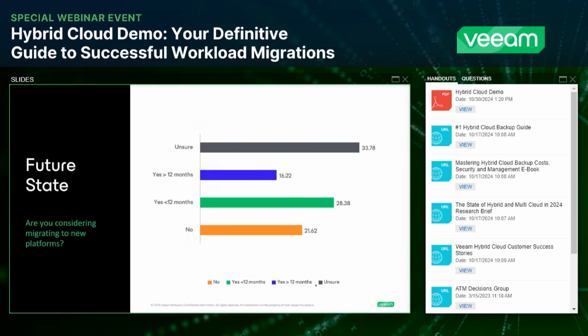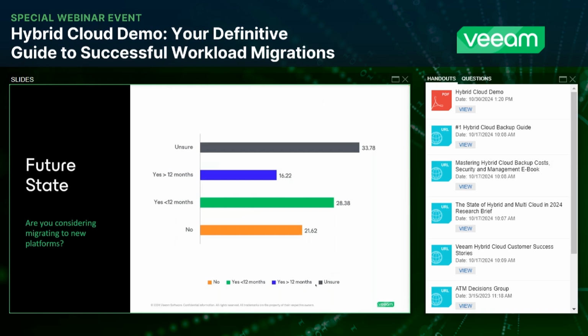Then we asked you guys the question, are you considering migrating to new platforms? And this was really eye-opening as well. There's still a third of you guys who are unsure, undecided right now. And again, that's absolutely fine. And this is where things like Veeam and our data freedom can really come into play, because you can make a decision tomorrow and the platform will adapt with you.